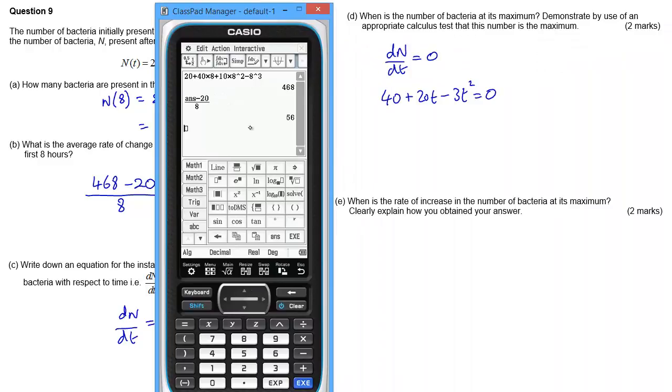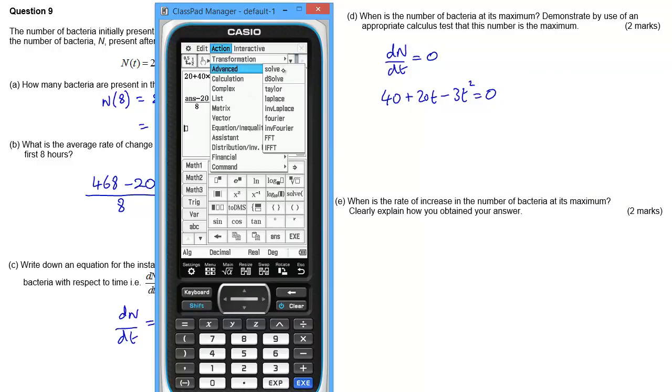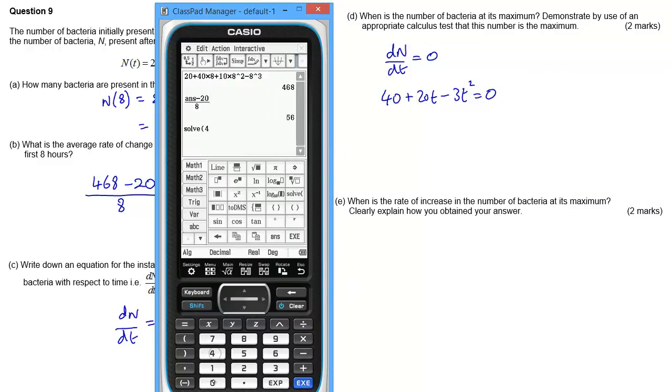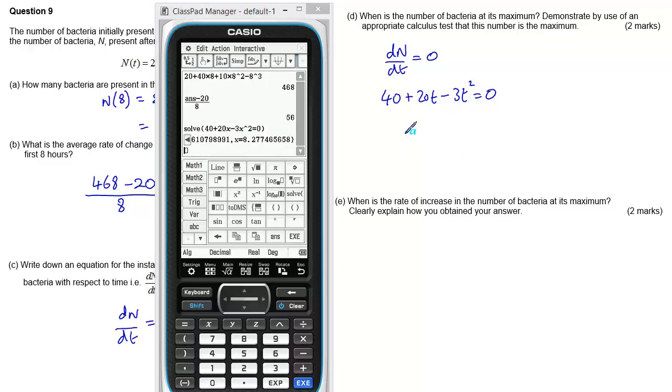So let's solve that. Action, advanced, solve. So we have 40 plus 20x minus 3x squared equals 0. And so it's got to be the positive one, so it'll be 8.28. So 2 decimal places.